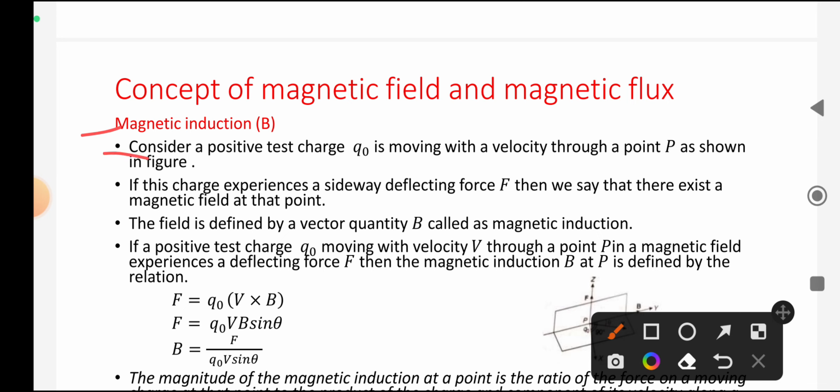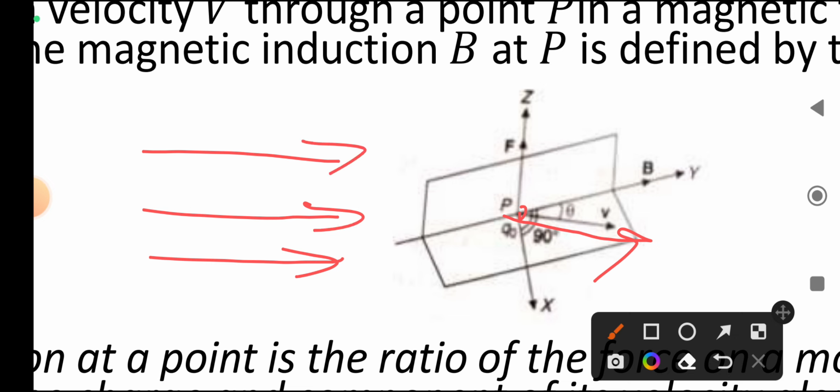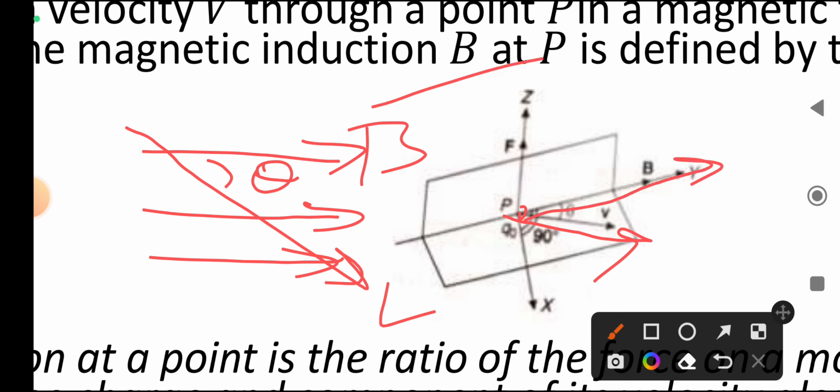Consider a positive test charge q naught moving with a velocity v through a point P, as shown in the figure. This is the test charge at point P and it is moving in this direction. Initially the field direction is like this. The test charge is traveling with velocity v, making an angle theta with B. The B direction is given along the y direction, and then the force acts in this direction.